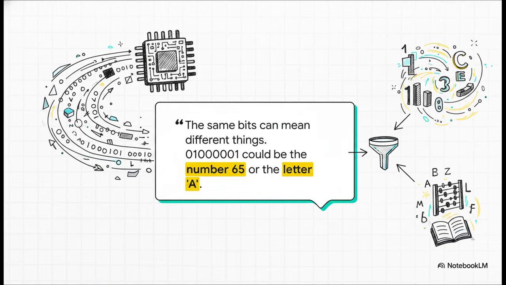So this brings us to what might be the most important point of all of this. Context is everything. That binary string we saw earlier, 01000001, doesn't inherently mean anything on its own. If a program is told to interpret it as a number, it's 65. But if it's told to interpret it as text using ASCII, it's the letter A. The raw data is exactly the same. The meaning completely depends on the software that's reading it.